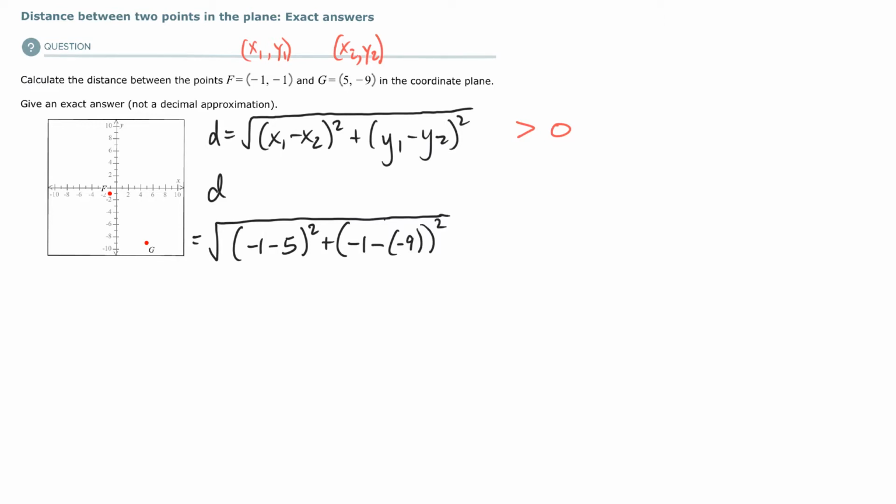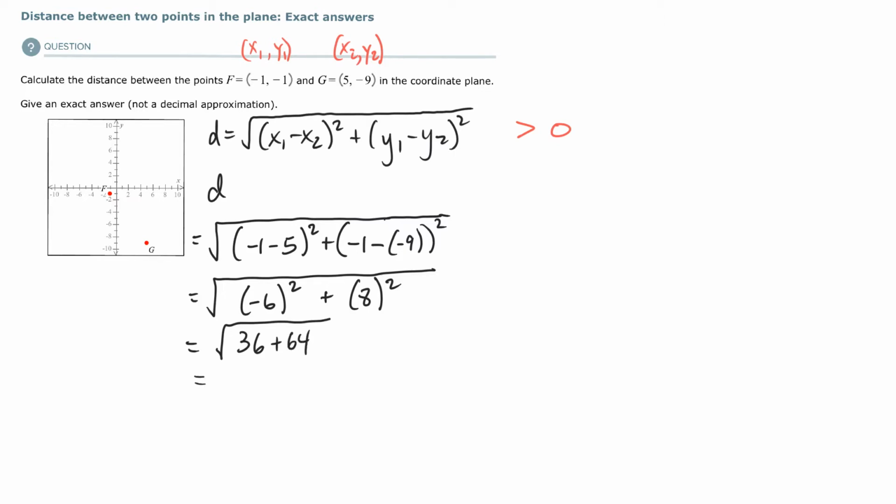And of course, do order of operations. Order of operations says do the innermost parentheses first. So we're going to do -6 quantity squared plus 8 quantity squared, and we get 36 plus 64. Isn't that cute? Why is that so cute? Because that is the square root of 100, and that yields a distance of 10. So the distance is 10 units.